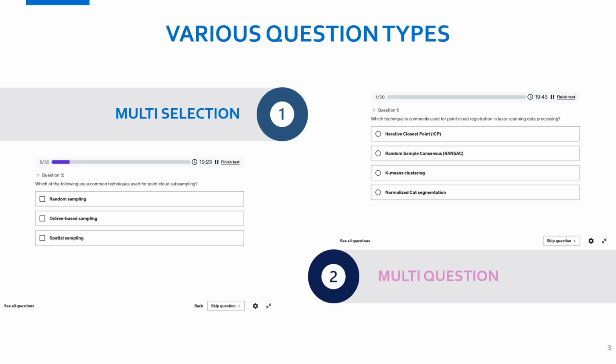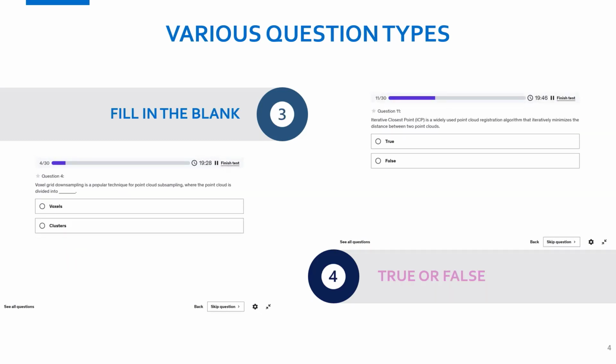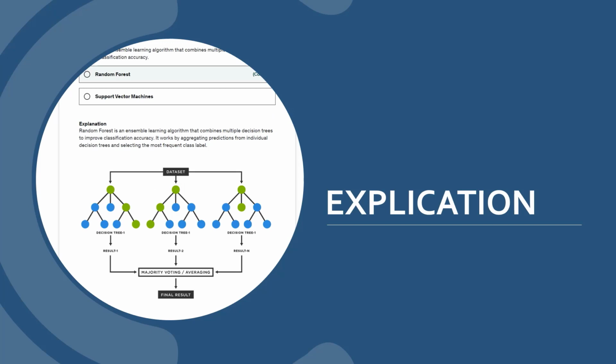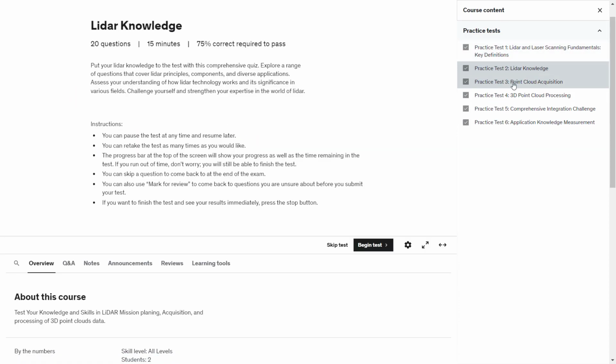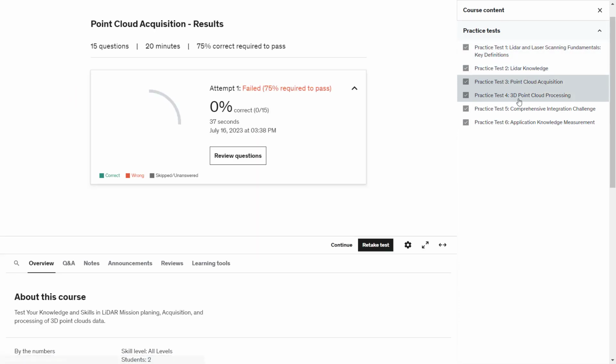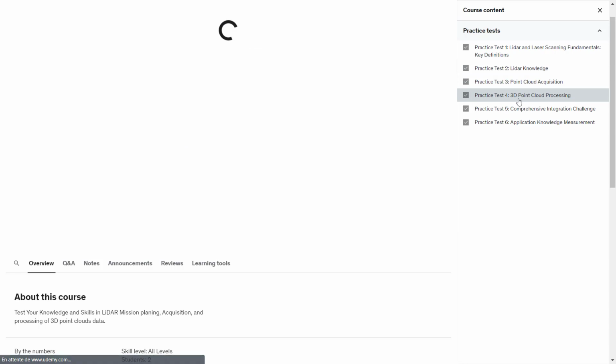To challenge and engage your knowledge, we have included various question types such as multi-selection, multi-question, fill-in-the-blank, and true or false. This diversity ensures a comprehensive assessment of your understanding. Furthermore, we understand that true learning comes from clear explanations. Each quiz question is accompanied by a detailed explanation, empowering you to learn from your answers and strengthen your grasp of LiDAR and point cloud.